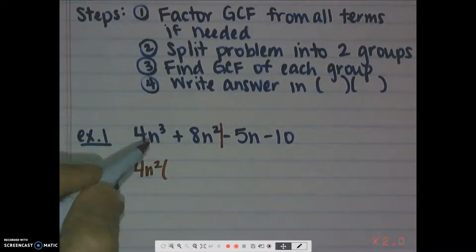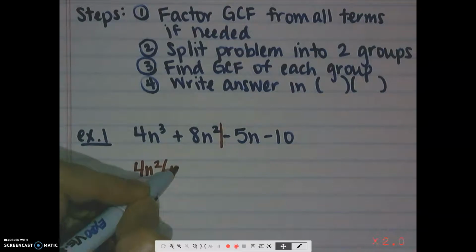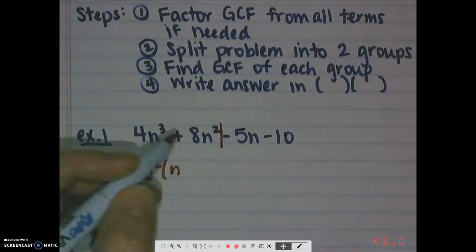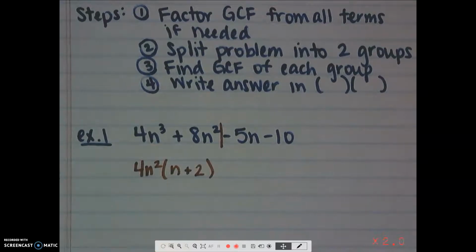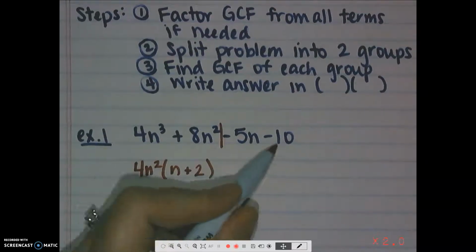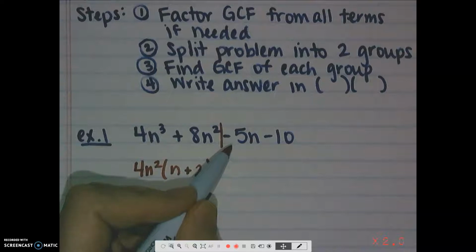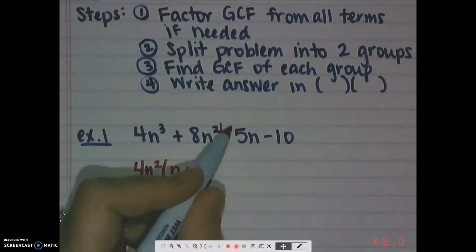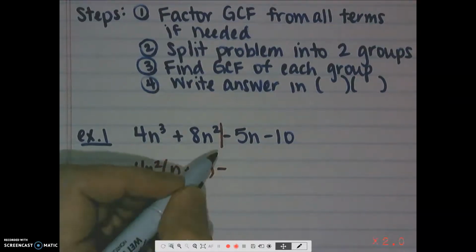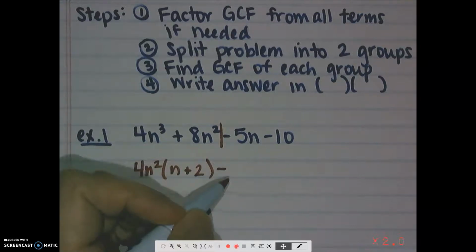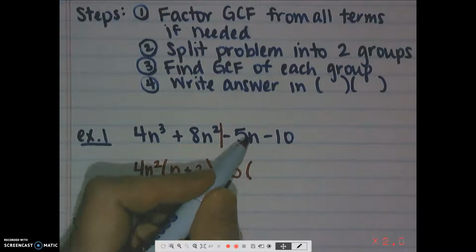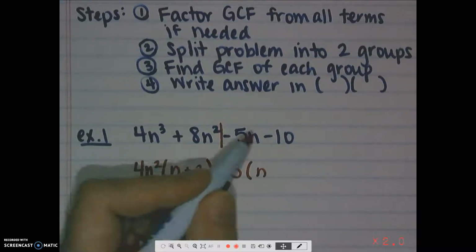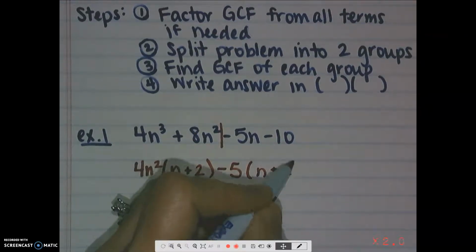So when we take that out, we would be left with just n, and then 8 divided by 4 is 2. Okay, and then in the second half of the question, we're going to take out a GCF, negative 5n minus 10. Since this first term in that group is negative, we're going to take out a negative GCF. So they share a 5 in common. Left-hand side would be n and then plus 2.